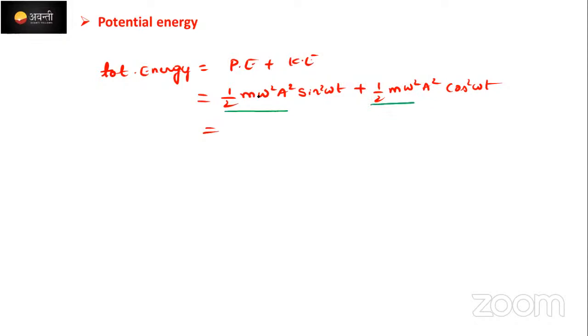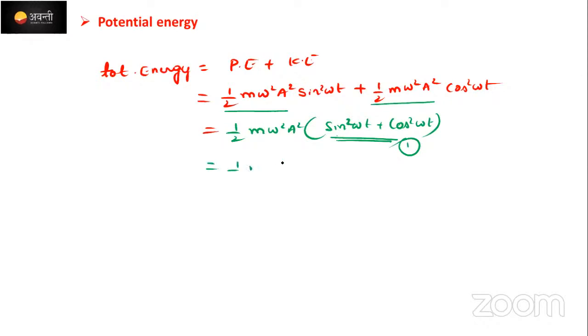कॉमन है. कॉमन को बाहर लिख दो, half m omega square a square. रिमेनिंग थिंग विल बी sin square omega t plus cos square omega t. आपको पता है ट्रिग्नोमेट्री में sin square omega t plus cos square omega t का वैल्यू कितना होता है, 1 होता है ना. If it is 1, then the equation will become half m omega square a square.